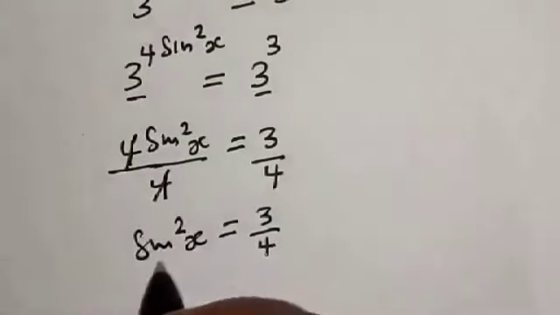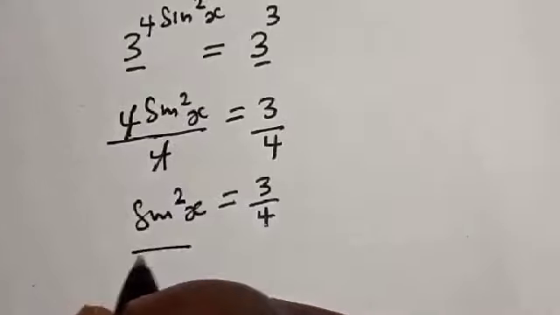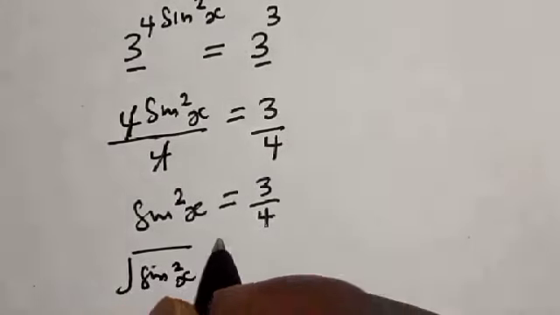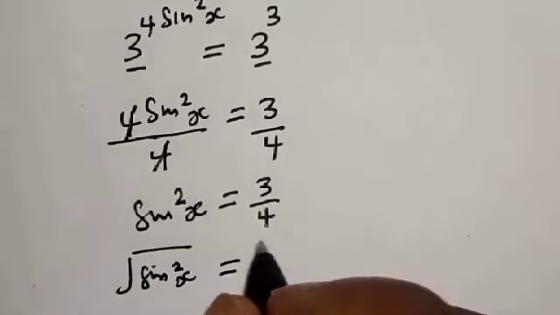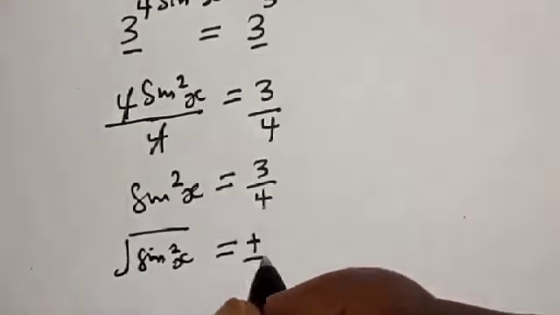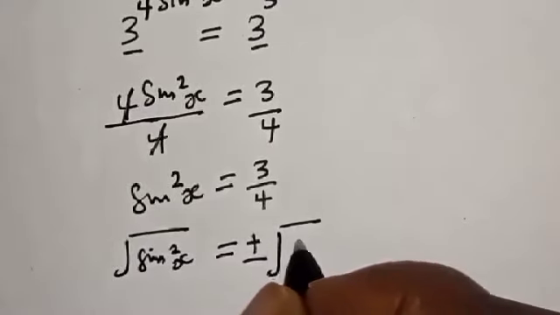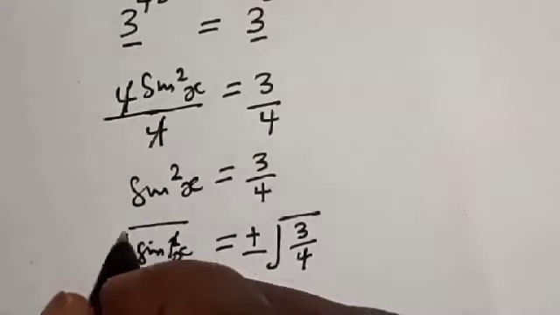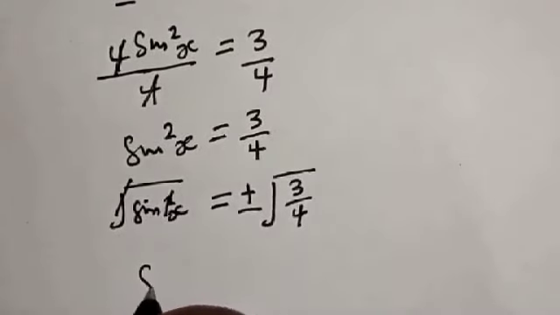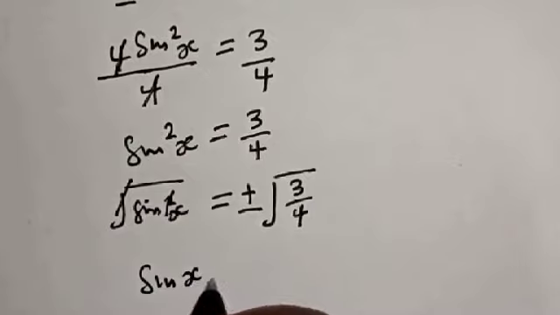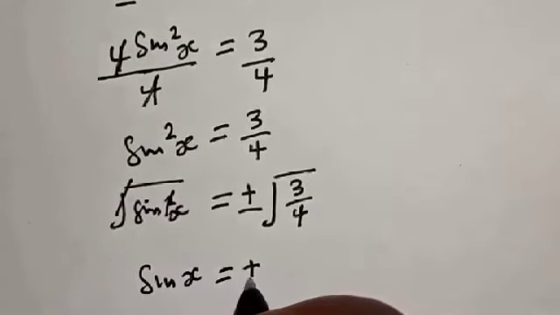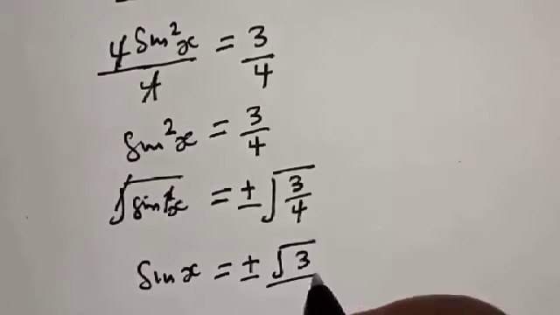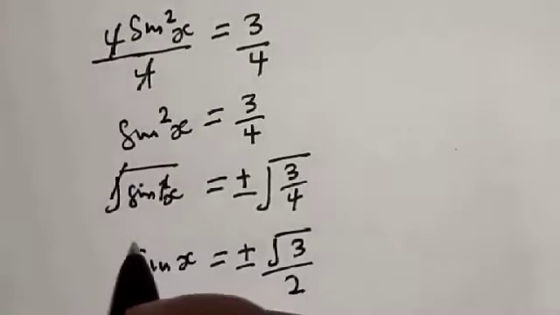Then let's take the square root of both sides. Square root of sine square x is equal to plus or minus square root of 3 over 4. Then this one will cancel this. Sine x is equal to plus or minus square root of 3 over 2.